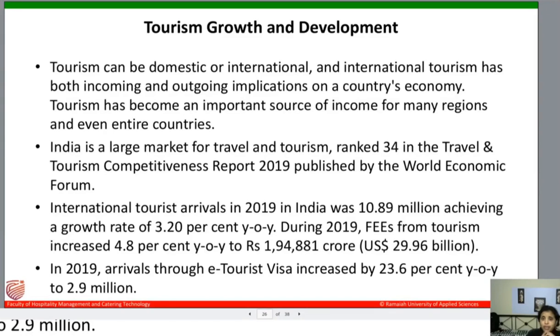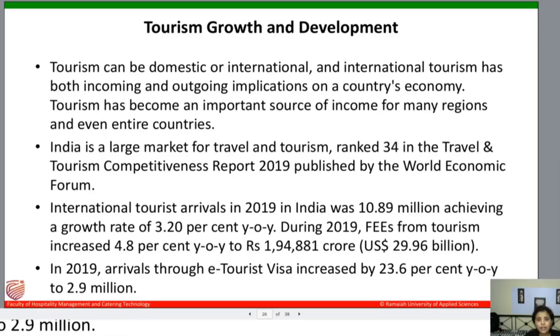India is being ranked 34th in the Travel and Tourism Competitiveness Report, which was published in 2009. And when we talk about the jobs which have been generated, out of every 10 jobs, 1 job would be from the travel and tourism industry. So this is the contribution travel and tourism has played towards the economy, towards the livelihood, towards the growth of any nation.